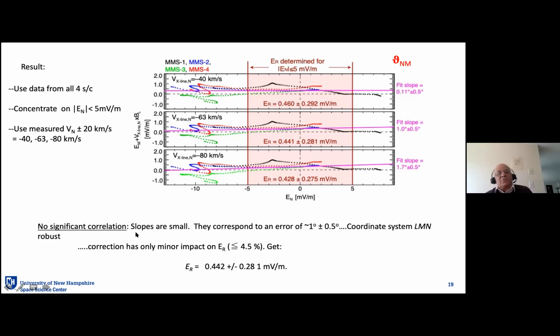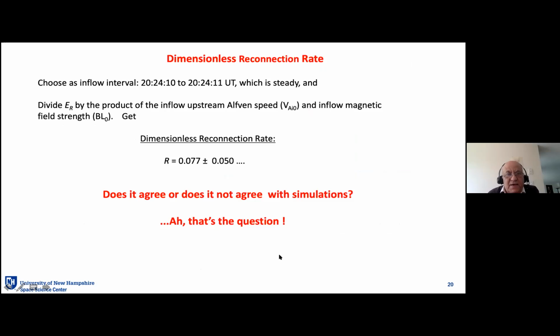And I would like to say that the correction to the slope is in our case insignificant, really, very small, because as you can see from the fitting lines here, the slopes are very, very small, corresponding to a 1 degree orientation error. So that is fine. So we have the ER.